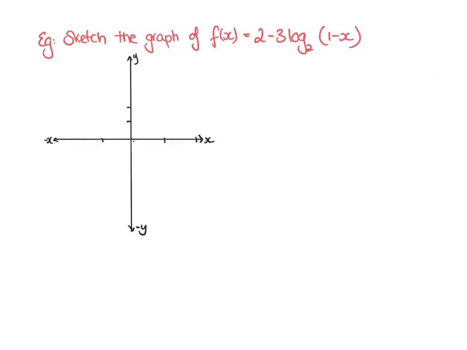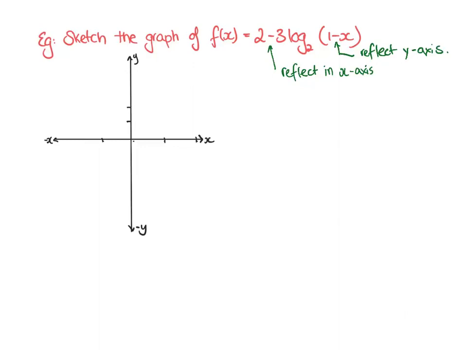Okay, let's have a look at this log graph. Because this negative here makes the whole function negative, it reflects the graph in the x-axis. But this negative here reflects it in the y-axis, so we're doing a double reflection for this one. We'll think about the graph later, but we might find the intercepts.